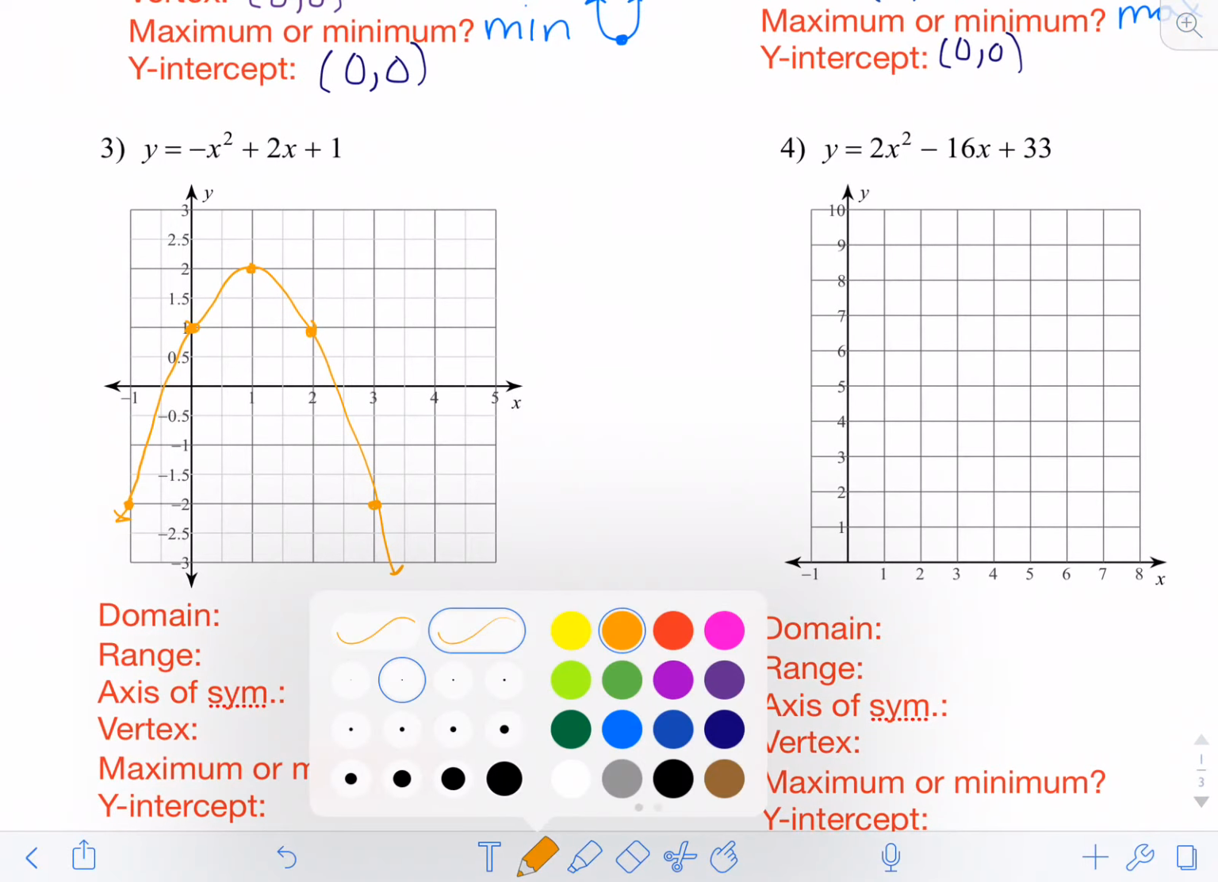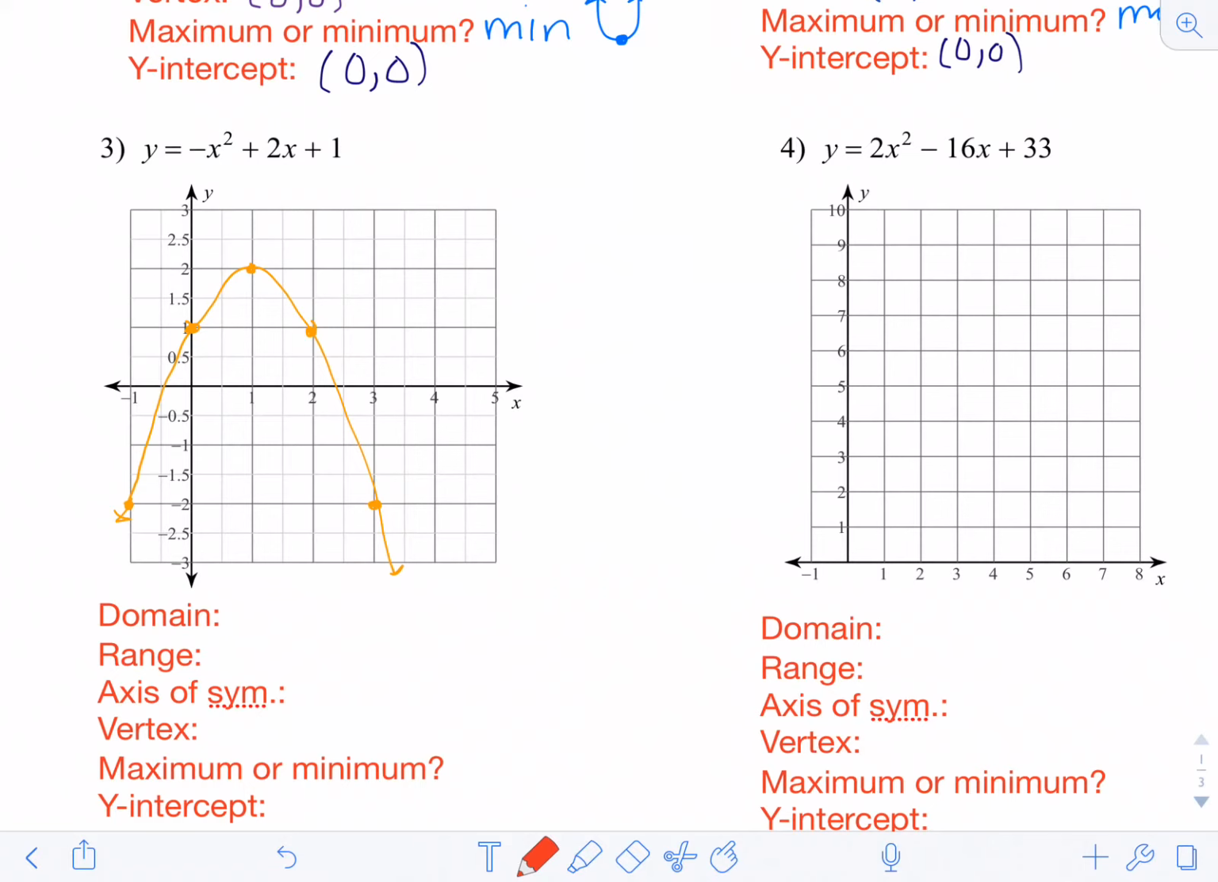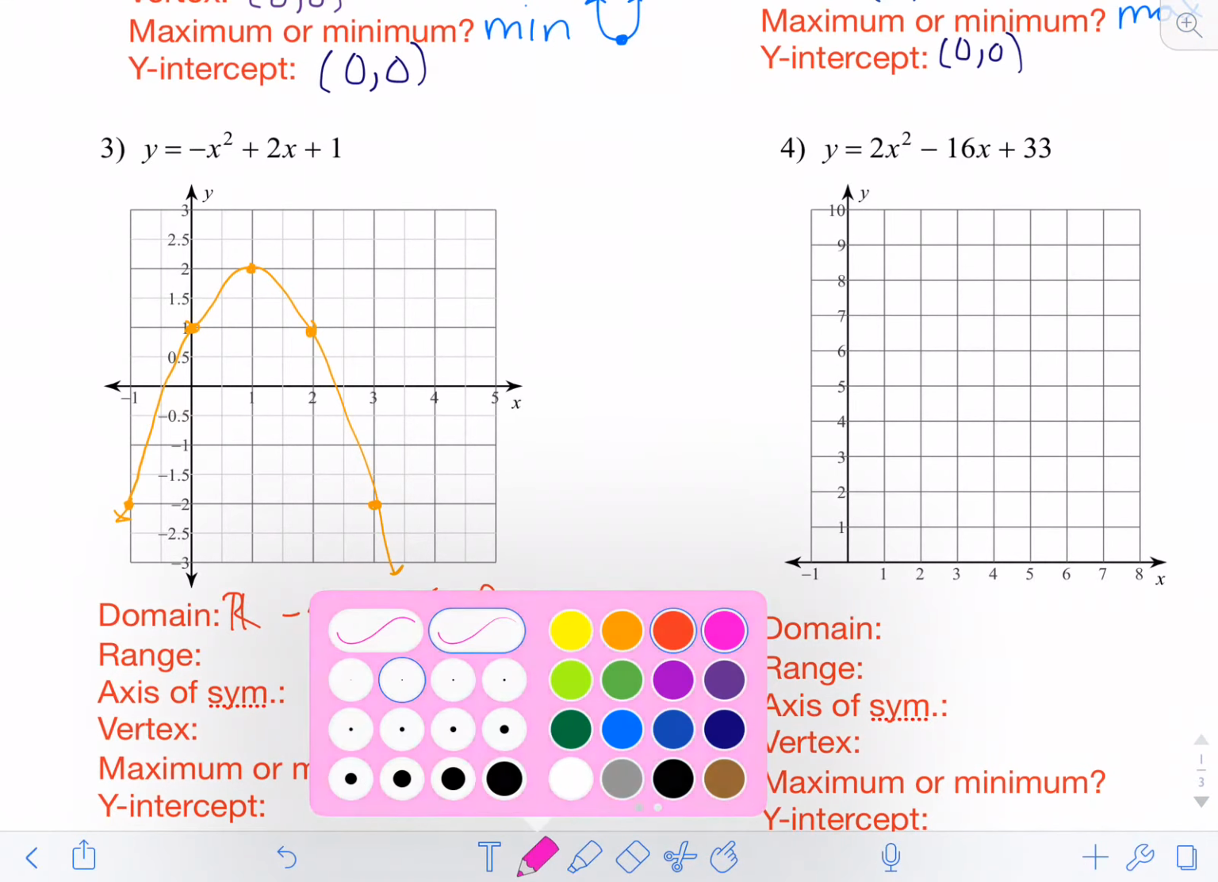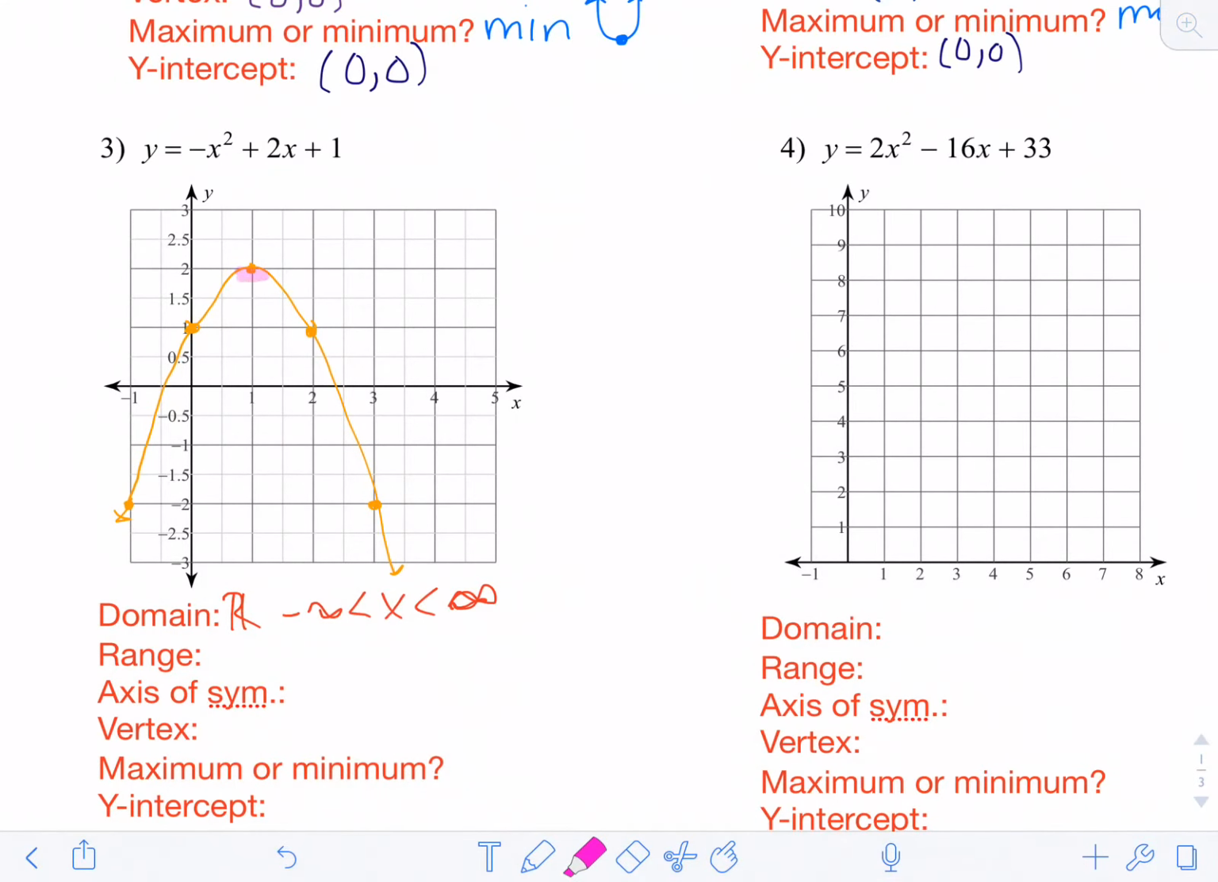Alright, let me go ahead now and answer the question. So domain, again, your arrows tell you that it's going to keep on going to the left and keep on going to the right. So my domain is going to be all real numbers, and negative infinity is less than x less than positive infinity. That's an infinity symbol. My range, so if you look, I'm starting up here and I keep going all the way down. So my y values are less than or equal to that number that I started with at the top. And that right there is at 2.